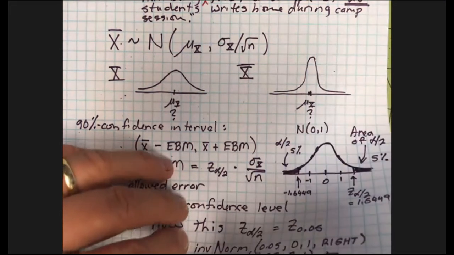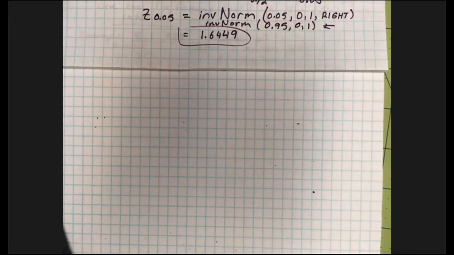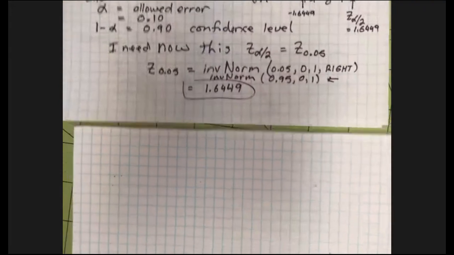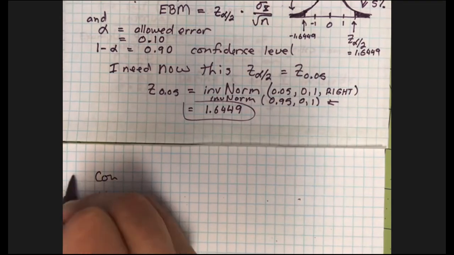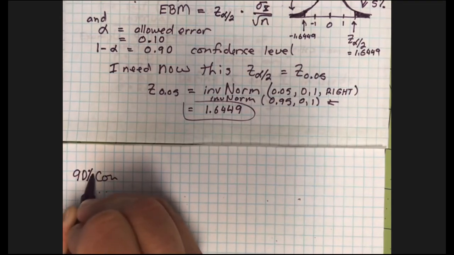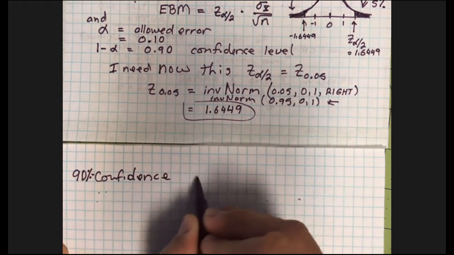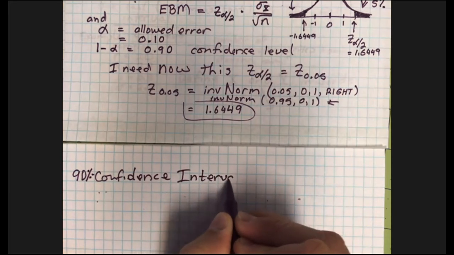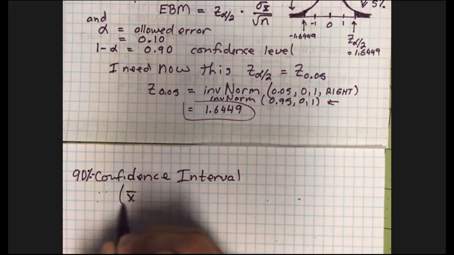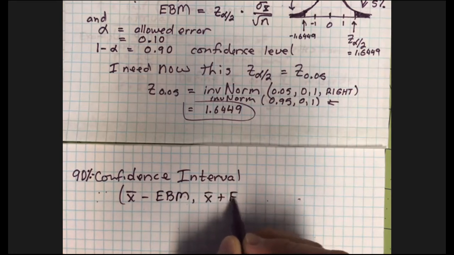Okay, so now I'm ready to estimate. Let's go back to my paper. I'm on the paper, and let's do the confidence interval. Okay, I'm going to have 90% confidence that I capture something with this interval. What was the sample mean? X bar minus the error, X bar plus the error.